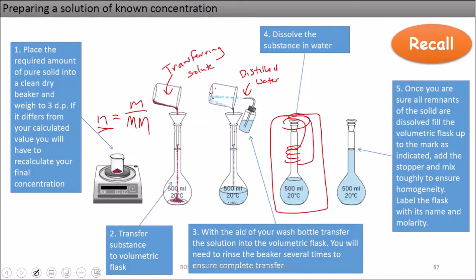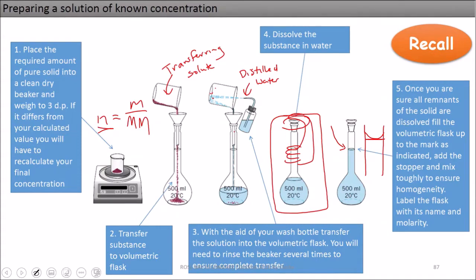Once you've done, add water all the way to the line. Make sure that the meniscus is just touching the line on the volumetric flask. If you do struggle with the final few drops, you can use a plastic pipette, the little droppers, and that can help you out that way.